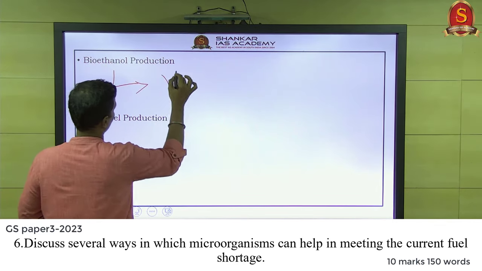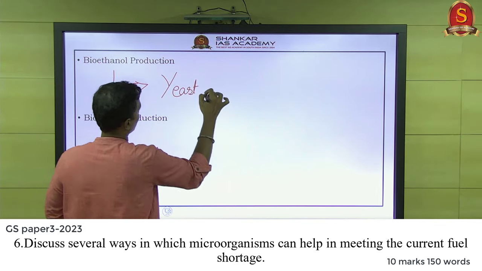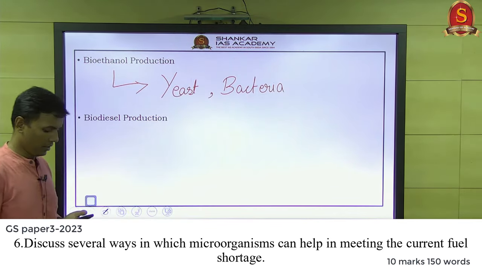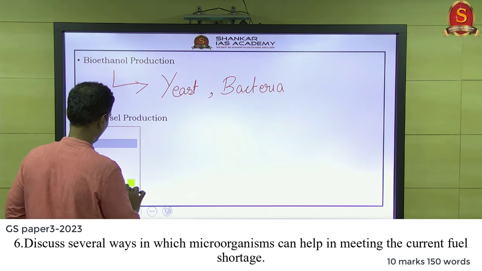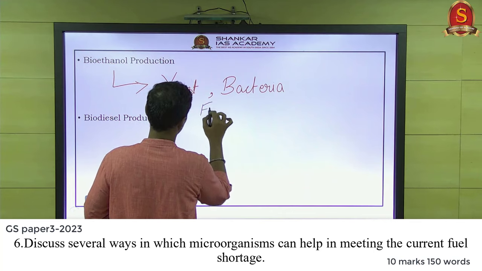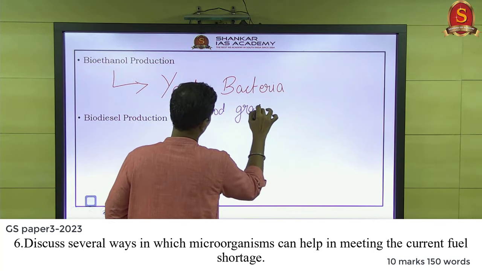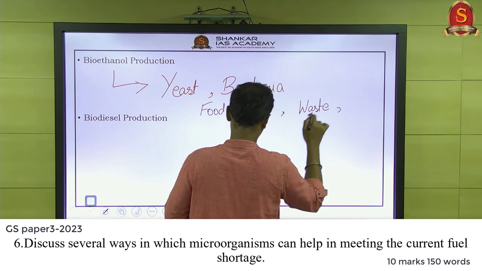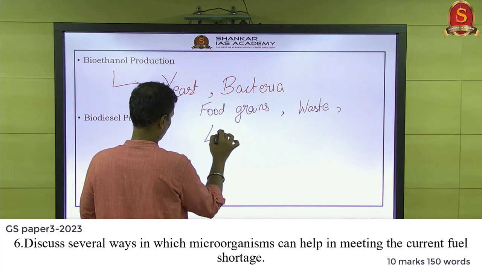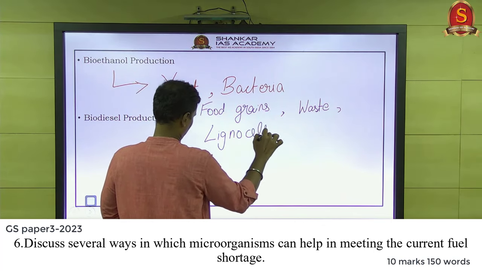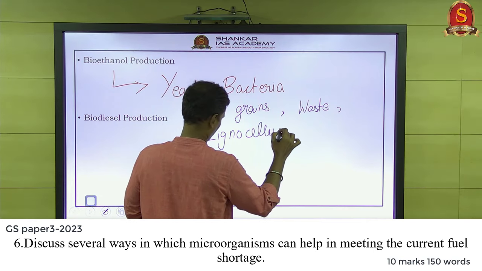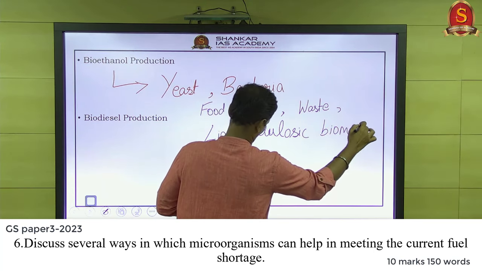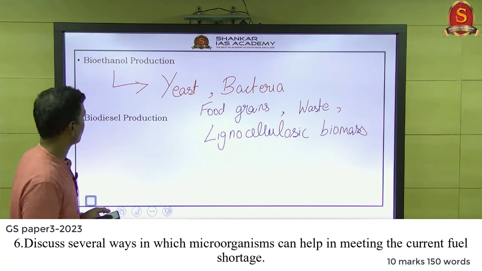Bioethanol production: certain strains of yeast or certain strains of bacteria can ferment, especially broken food grains or solid waste from the market, or what we call lignocellulosic biomass. All these can be used for producing bioethanol.